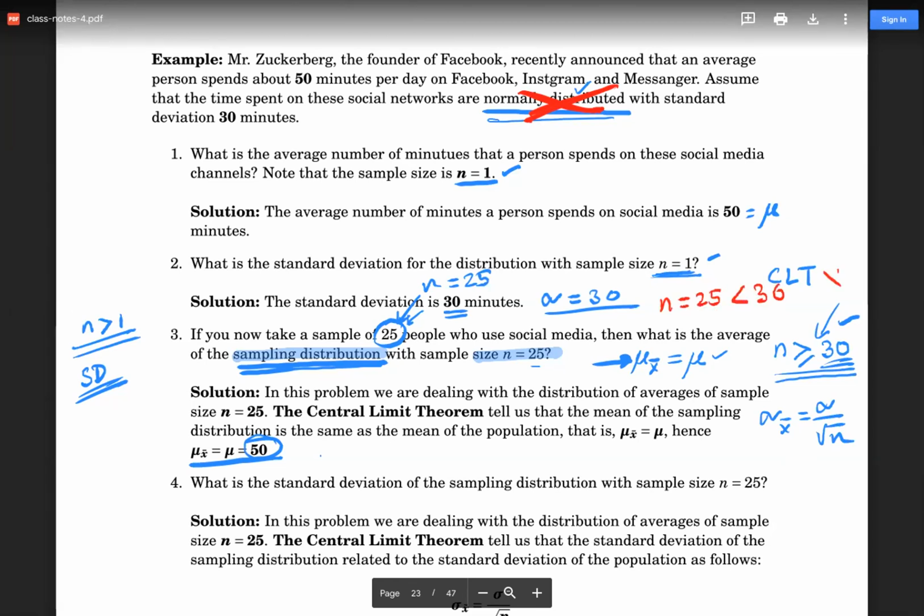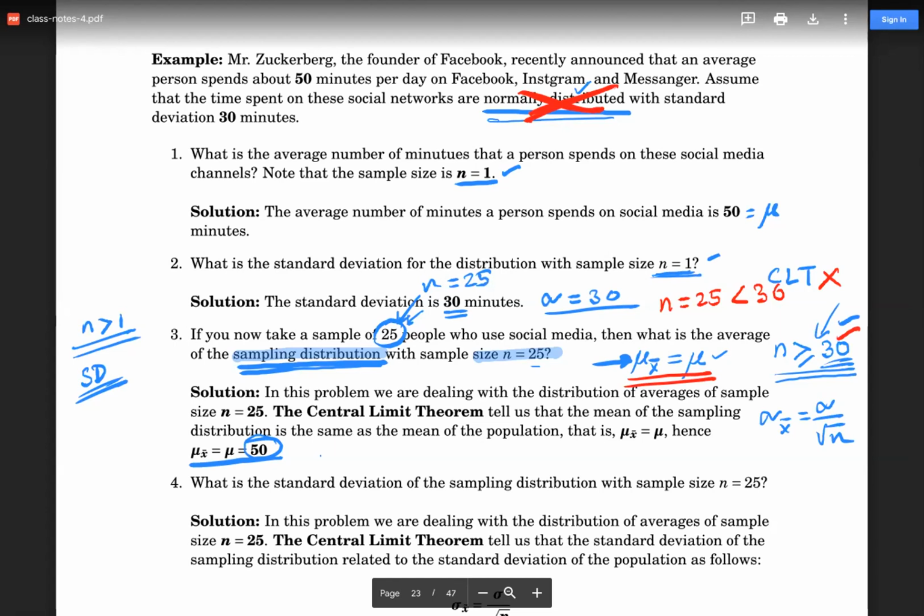So we cannot apply the central limit theorem to make the conclusion that mu sub x bar is equal to mu. Therefore, nothing can be said. That's exactly what the answer should be, because we do not know whether the original population is bell-shaped. Therefore, we cannot apply the central limit theorem unless the sample size is 30 or more.